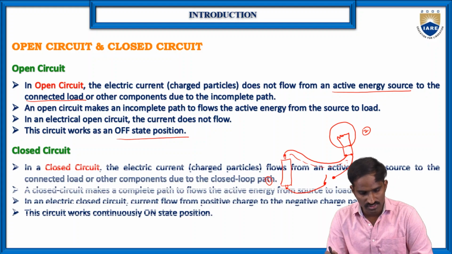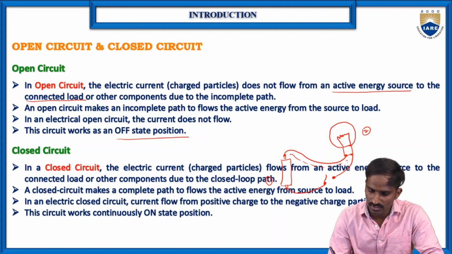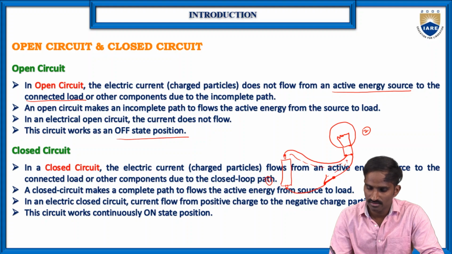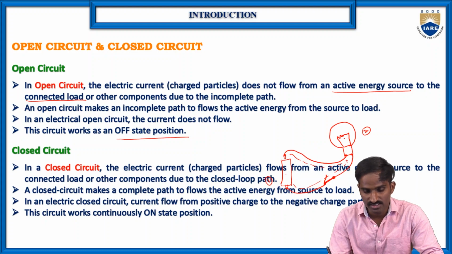Then coming to the closed circuit, here you can see that in a closed circuit, the electric current flows from an active energy source to the connected load. Which means if you turn on the switch, connecting these two terminals, then the current will flow from the active energy source, which is the battery, to the load. Then the bulb will glow, which means this is the on position, the on state position.